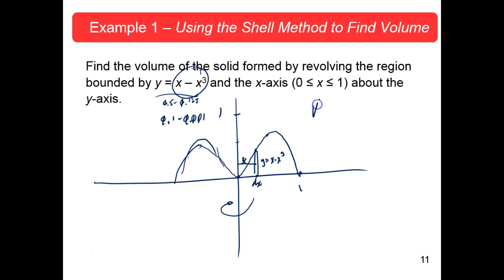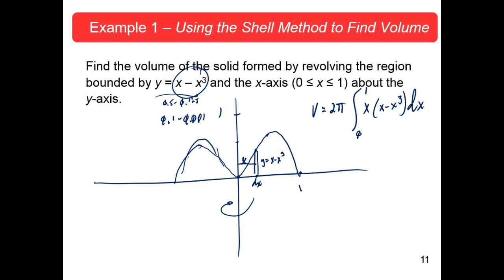Okay, the volume of that shell is going to be the 2 pi r. That's going to be the length of the shell. So that's going to be 2 pi times the integral. And by the way, you're using dx's. They're going from 0 to 1. 0 to 1 of your radius is going to be your x, right? Your height is going to be your y, which is x minus x cubed. And then your thickness is going to be your dx. There you have it. That just comes out a pretty simple thing.